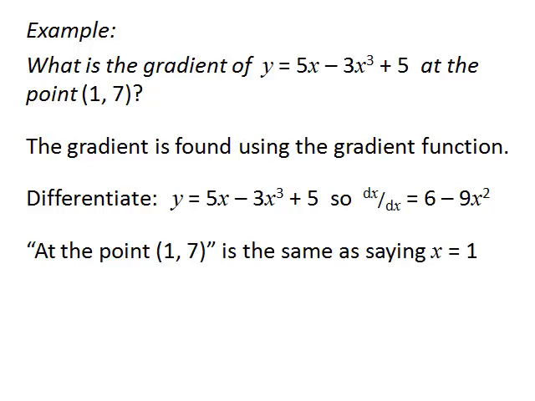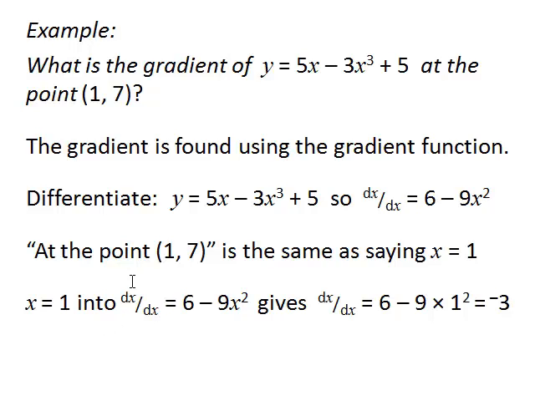At the point 1, 7, it's the same as saying x is equal to 1. In this instance we don't actually need to know what the y value is. Our function is determined entirely in terms of x. We put x is equal to 1 into our gradient function, and so 6 minus 9x squared becomes 6 minus 9 times 1 squared, x is equal to 1, which is minus 3, and that's the answer to our question. The gradient at 1, 7 is minus 3. We took our function, we found its gradient function, and we put the x value into that gradient function.